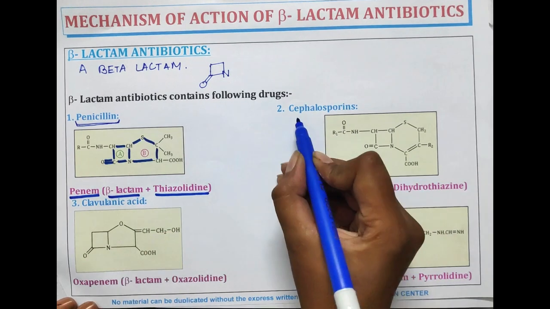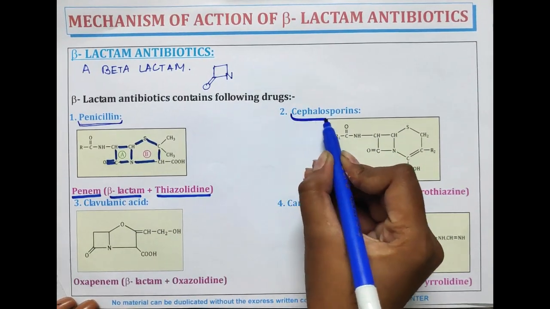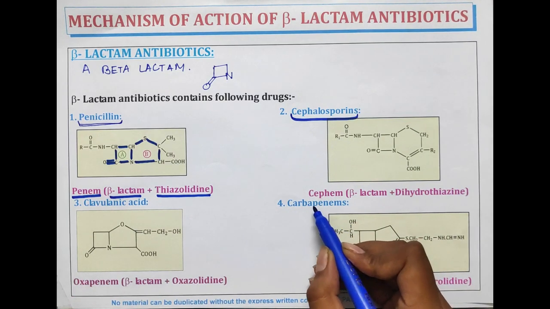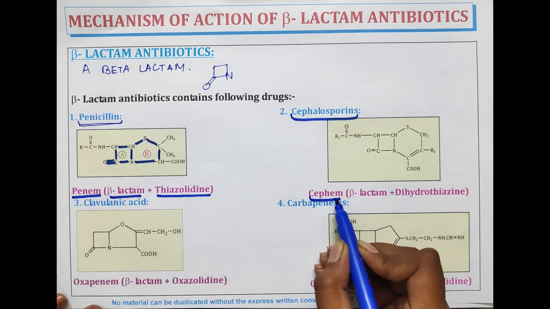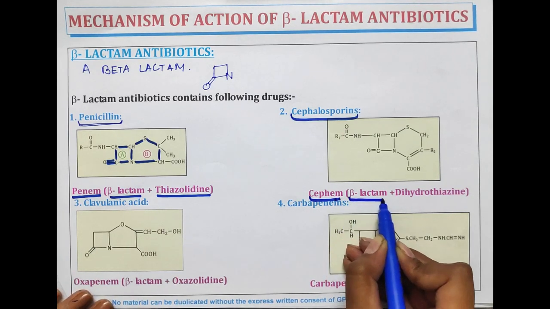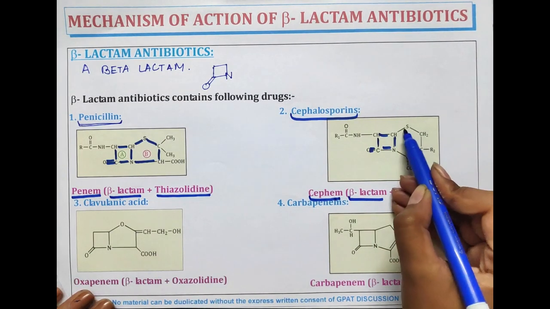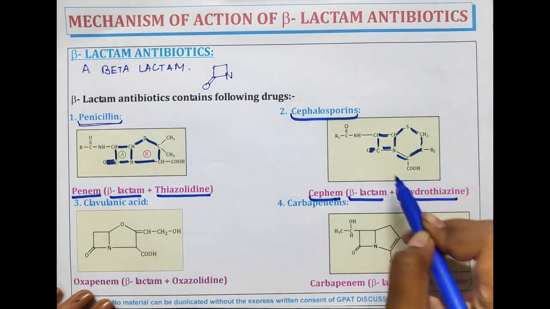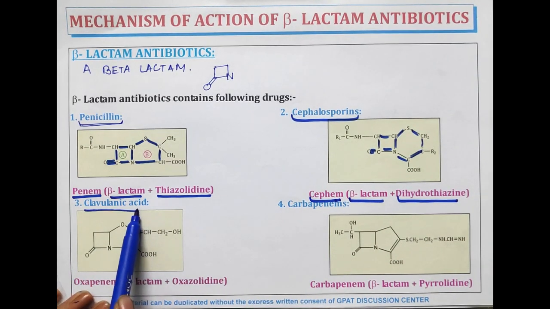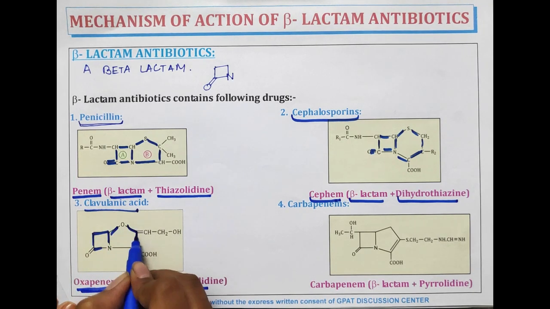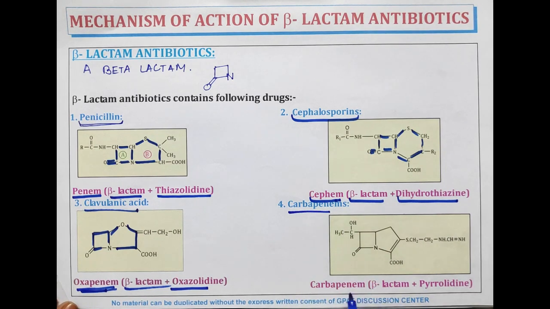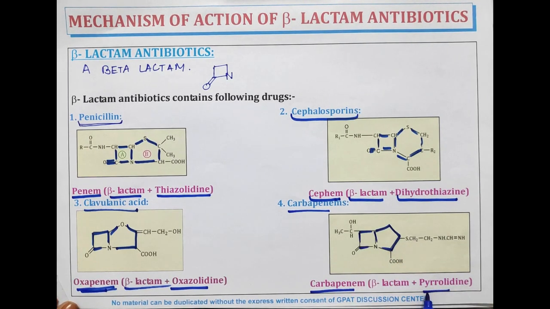After penicillin, another classification of beta-lactam is cephalosporins. Cephalosporins contain the cepham ring in the structure. Here cepham means beta-lactam ring and dihydrothiazine ring. This is the beta-lactam ring and this is the dihydrothiazine ring. Another one is clavulanic acid, which contains the oxapenam ring, that is beta-lactam ring and oxazolidine ring. Carbapenam contains the carbapenam ring, that is beta-lactam and pyrrolidine ring.